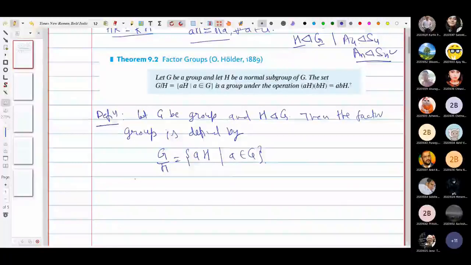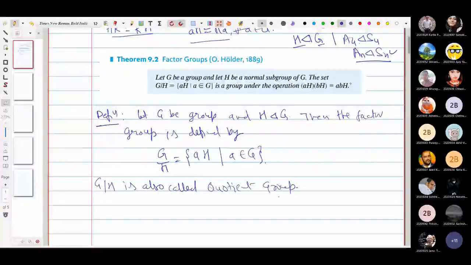Quotient. And of course, until now we have not proved that this set is a group. So to prove that this quotient set, or this factor set, is a group, we need to have some operation defined on it. Okay, so for that we have a clue.